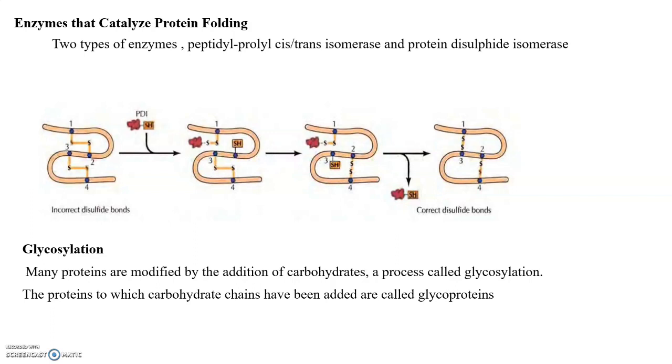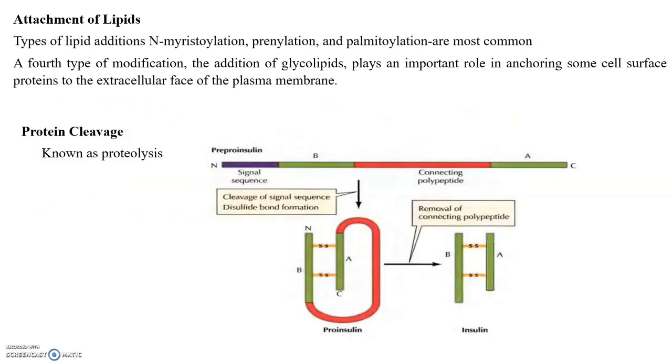And the next is glycosylation. Many proteins are modified by addition of carbohydrates, and this process is known as glycosylation. The proteins to which carbohydrate chains have been added are called glycoproteins. And the next one is attachment of lipids. The types of lipid additions are N-myristoylation, prenylation, and palmitoylation, and these are the most common. There may also be a fourth type of modification, that is addition of glycolipids, which plays an important role in anchoring some cell surface proteins to the extracellular face of the plasma membrane.